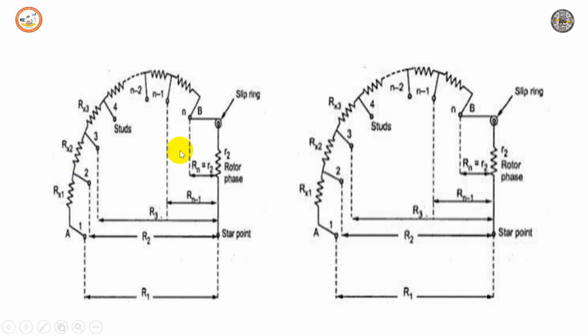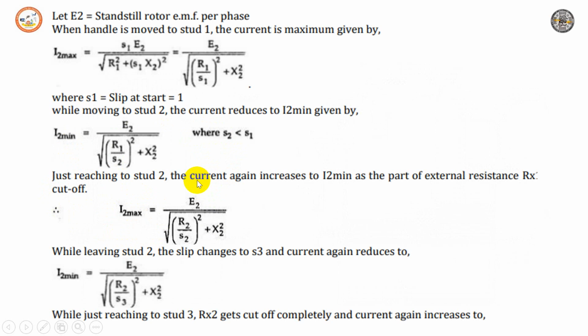With this condition, if you observe the resistance when the pointer is at 1, it includes all the resistance with the rotor phase, so it is named R2. As it moves to stud 2, Rx1 is cut off, and the remaining resistance at stud 2 along with the rotor phase resistance is R2. Similarly it goes on: at stud 3, it is R3, and so on. Keeping this in mind, we will now derive an equation for how the resistance at every stud or section can be calculated.